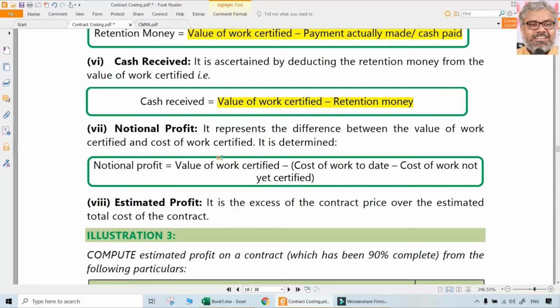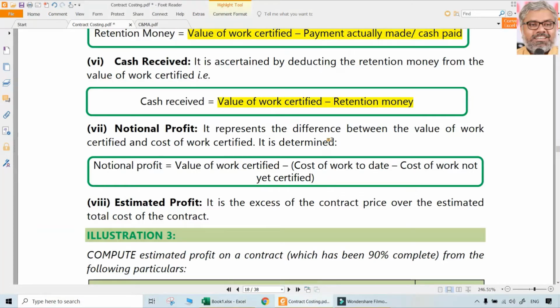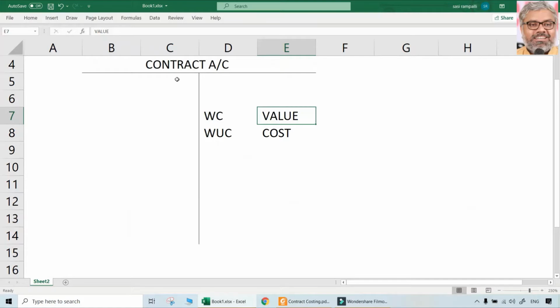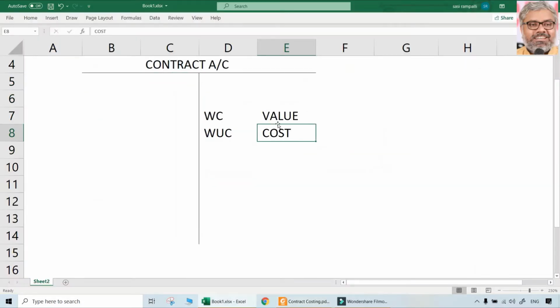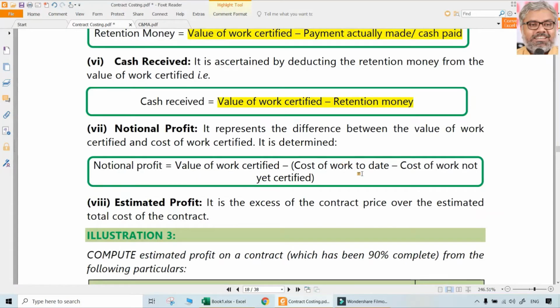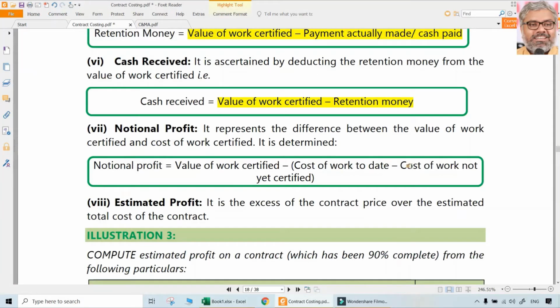Then what is notional profit? That is our actual outcome of this contract account. Value of the work certified minus cost of work to date, right? And minus of, means plus actually, cost of work not yet certified. So on the credit side, if you take it, minus the debit side, that is profit. That is just told in the form of an equation. Value of work certified plus the cost of the work uncertified, because minus of minus becomes plus here.